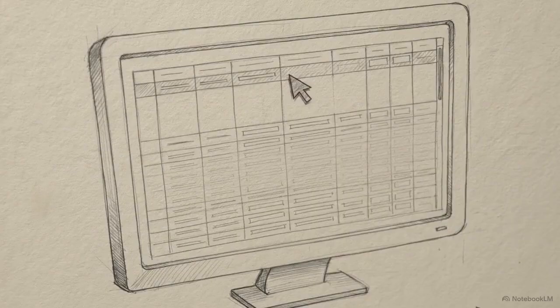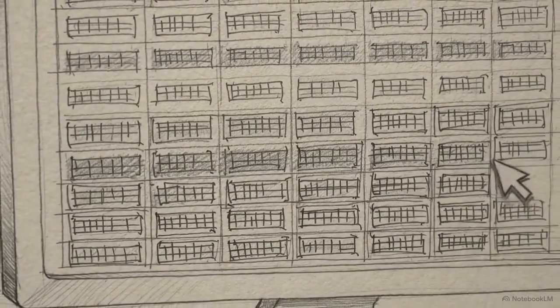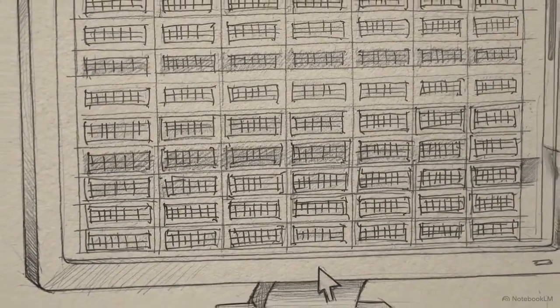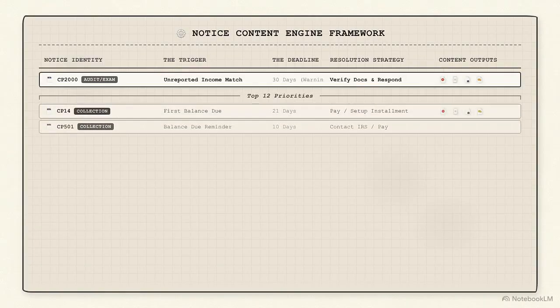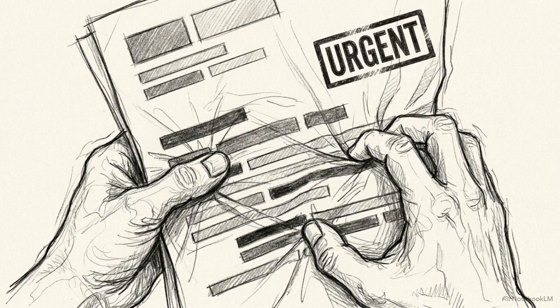The true power of this system reveals itself when you scale it. That single processed notice becomes the blueprint to cover dozens of high-priority letters. Your next step is to expand your database. Take this framework and build out rows for your top 12 highest-impact notices. Start with the letters that cause the most immediate panic.